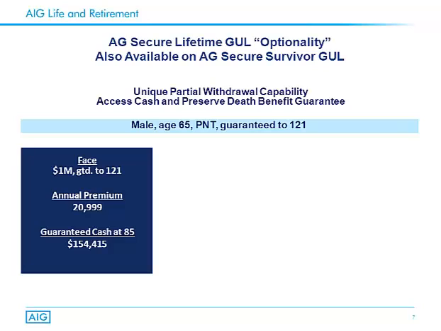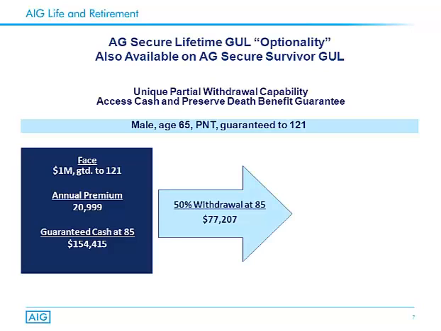Now, after 20 years, client is now 85, and there's a little over $150,000 of guaranteed cash value in the contract. Okay, so here's why the cash matters. Let's say this client calls you and says, you know what, I'd like to reduce my death benefit, and I'd also like to reduce my premium. Usually it's the latter. They want to reduce the premium.